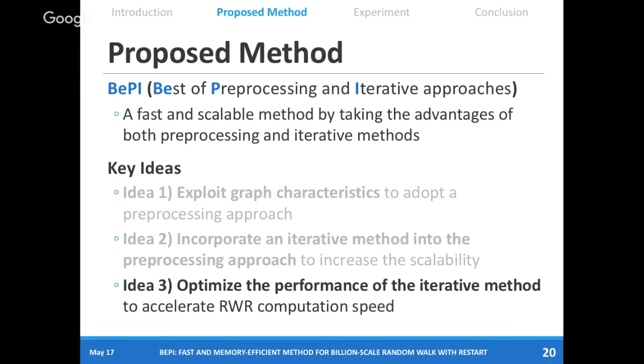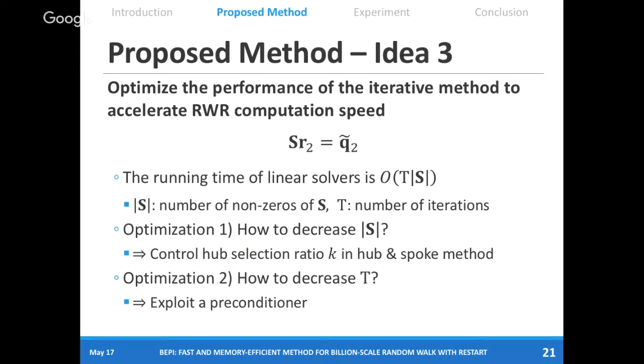Okay, let's check the third idea. The third idea is to optimize the performance of the iterative method to accelerate RWR computation speed. The iterative method solves the following linear system. The running time of the linear solver is proportional to the number of iterations and the number of non-zeros of S. So our optimization technique aims to answer the following questions: how to decrease the number of non-zeros of S, and how to decrease the number of iterations.